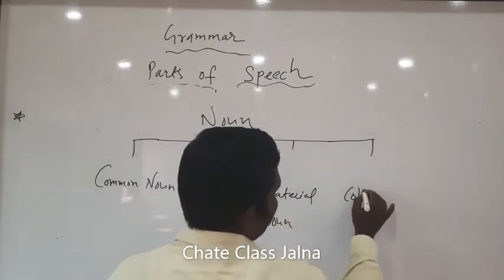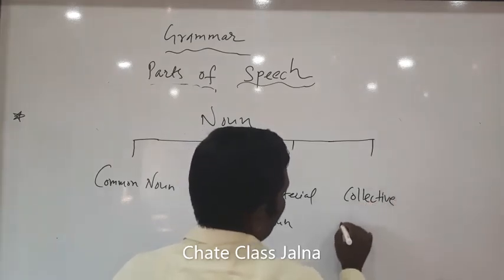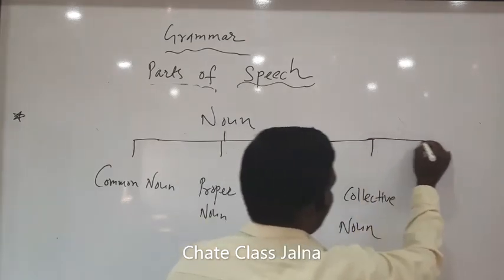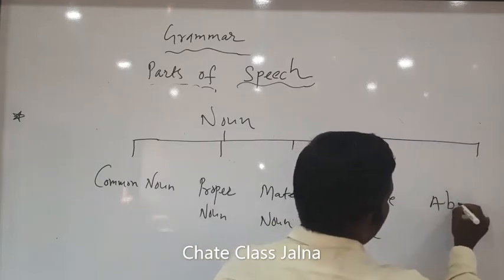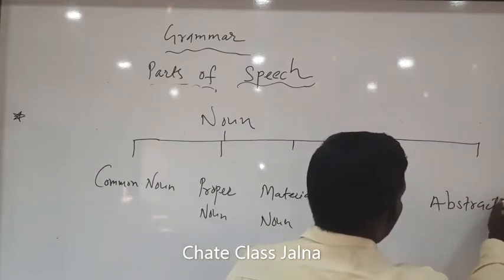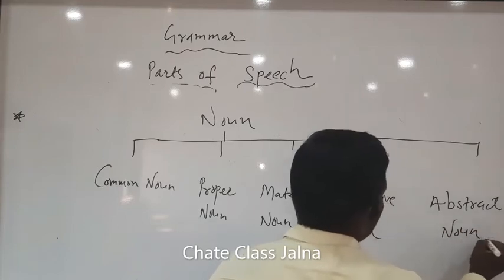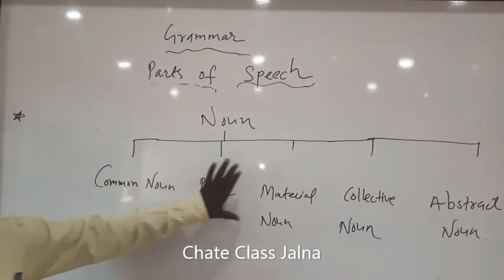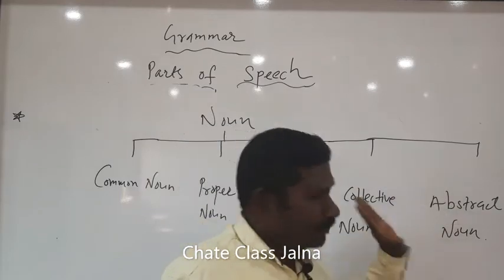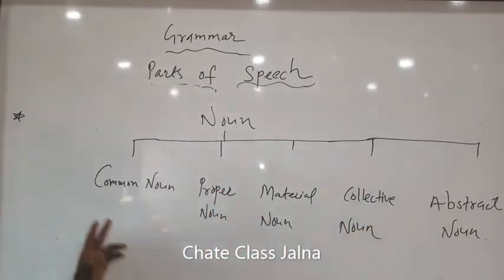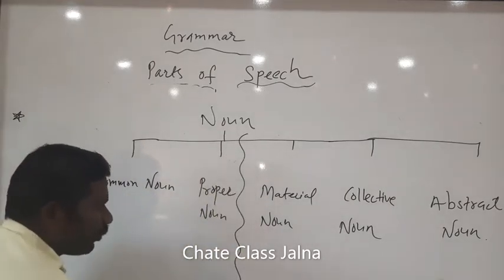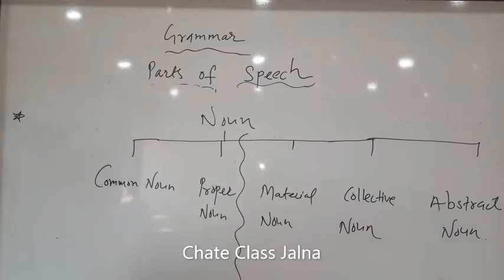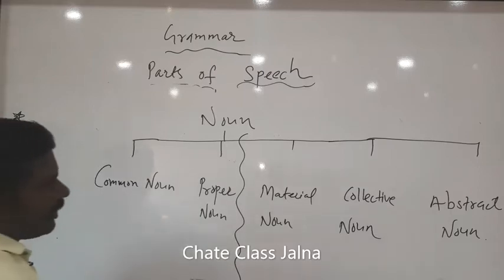Fourth is collective noun, and fifth is abstract noun. Okay, so these are the kinds of the noun here: common noun, proper noun, material noun, collective noun, and abstract noun. So in common noun and proper noun, we simply can define both the terms before here. Common noun and proper noun, how to identify. The remainings afterwards we will see.